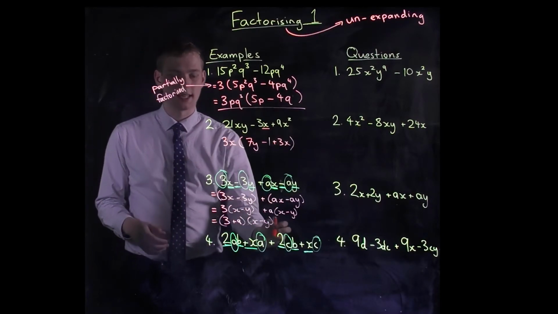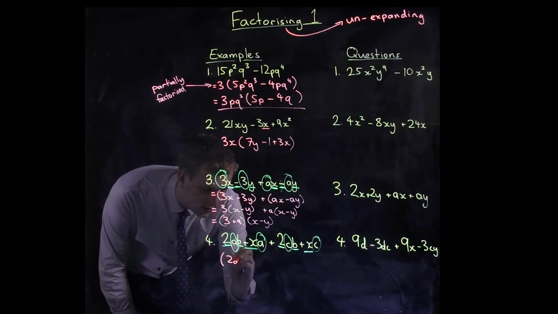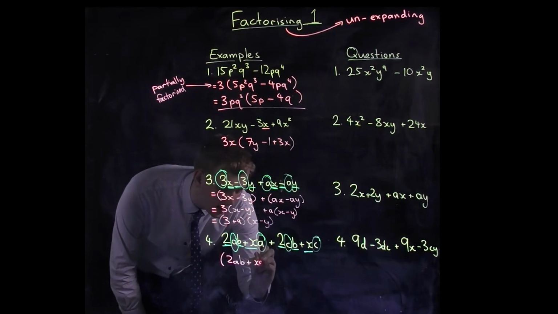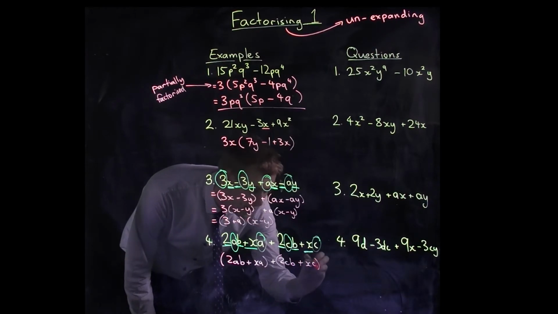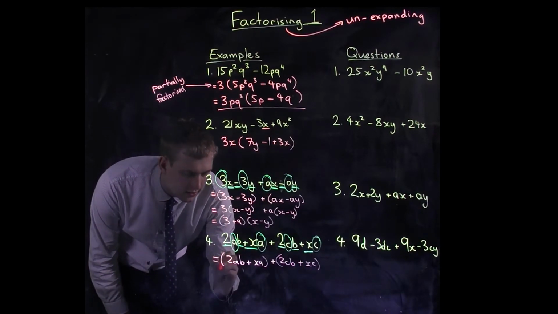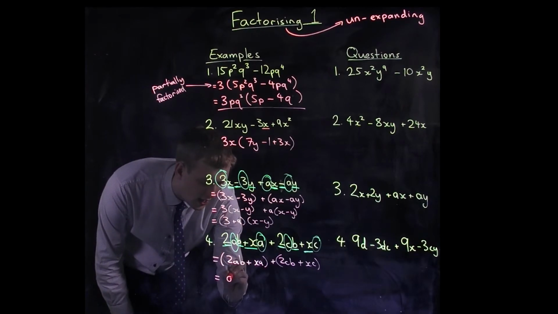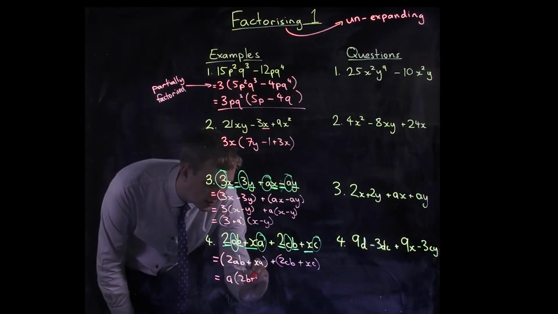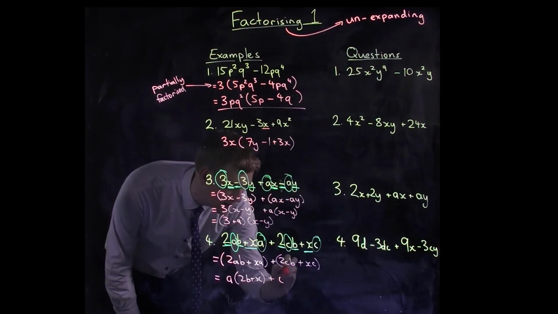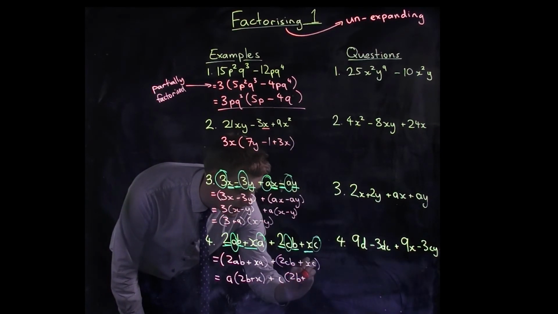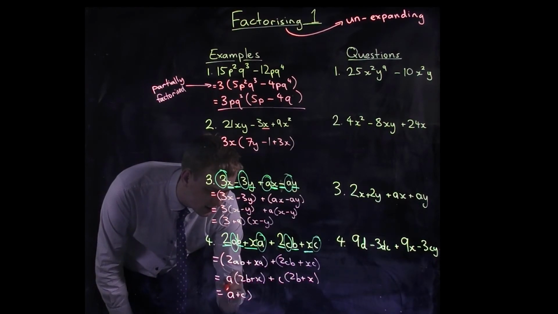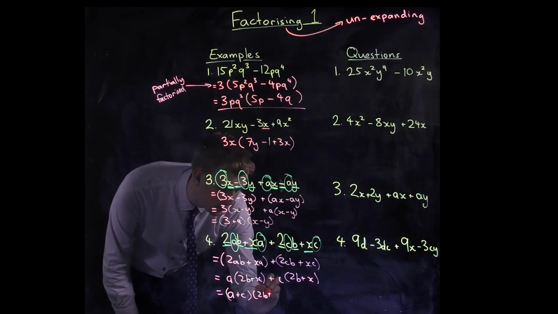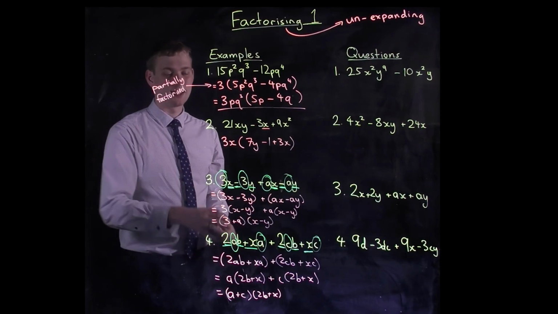Now we're going to do the exact same thing down here. So we'll put them into brackets: 2ab plus xa, plus 2cb plus xc. We'll factorize. So we're going to get a out the front of (2b plus x) plus c out the front of (2b plus x), and then finally (a plus c)(2b plus x). Okay, so that's the exact same process and just another example.